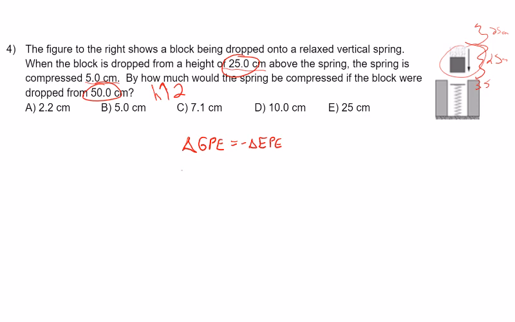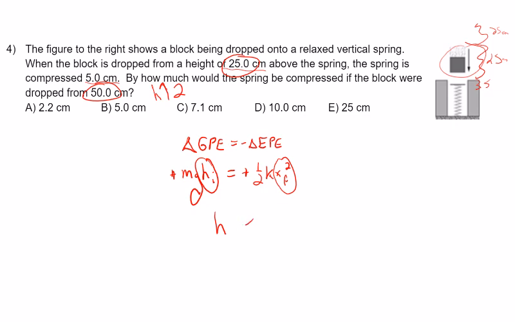For this one, you're going to have mgh_i. Actually, you'll have minus because the final is going to be 0. And then over here, you would have minus 1/2 k x_f squared because your initial would be 0. So the little negatives will disappear. Now, I don't really care about the mass and gravity. What I'm looking for is how height is related to compression.